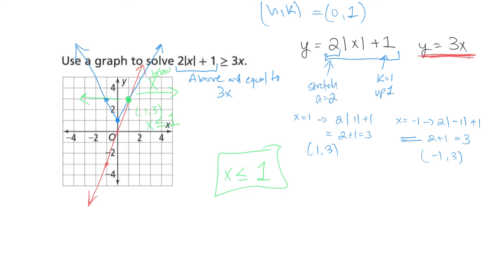Meaning everything starting at 1 and to the left is when the blue graph is above the red graph. But anything to the right of x equals 1, so x equals 2, you can see the red graph is going to be above the blue graph. So it's going to be greater than at that point. We're only looking for when the blue graph is greater than, so therefore it is when x is less than or equal to 1.